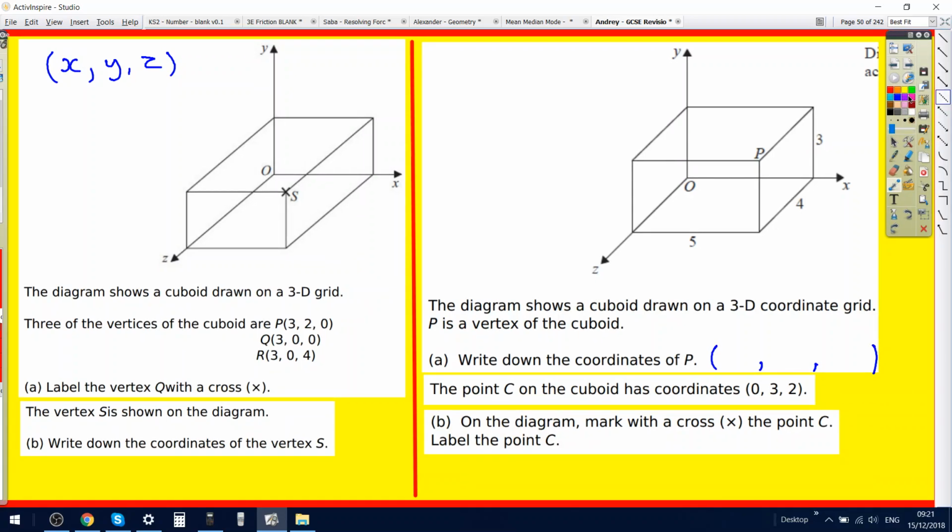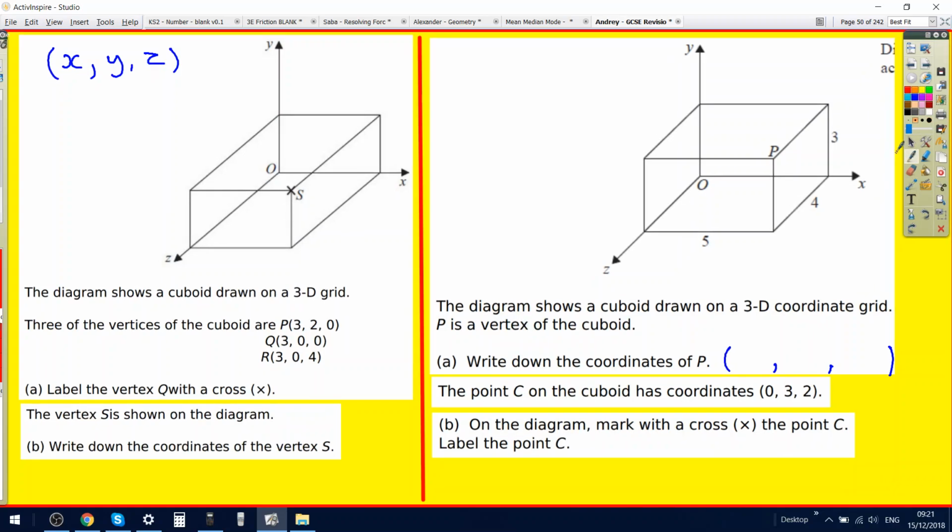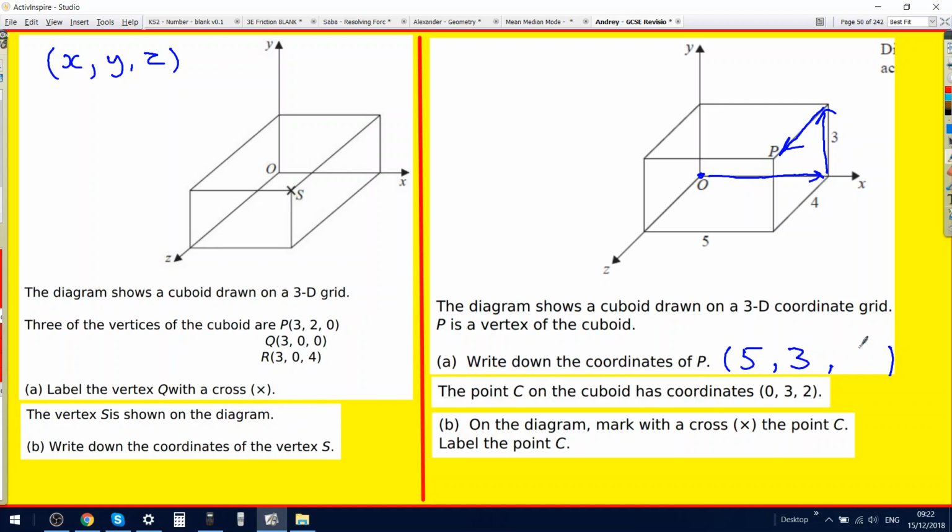Okay, so to get to P first, you always start at O, the origin. So you'd have to go, let's say, across to here, then up, and then this way. So how far would be the first one? Yeah. So the x coordinate is 5. Then how many up? 3. So that's the y, and then 4. 5, 3, 4. That's it.